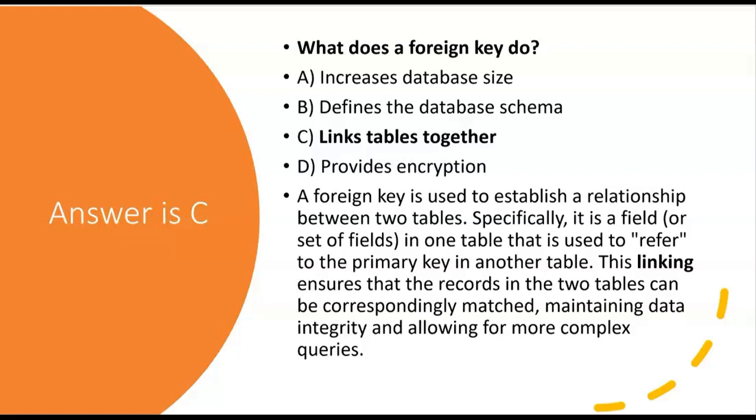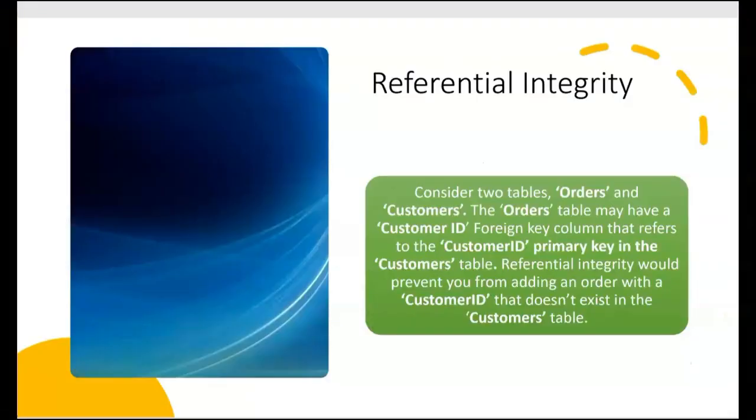This linking ensures that the records in the two tables can be correspondingly matched, maintaining data integrity, and allowing for more complex queries. You should know the term referential integrity. Consider we have two tables. We have orders and we have customers. The orders table may have a customer ID foreign key, we said, that refers to the customer ID primary key in the customers table. Well, referential integrity would prevent you from adding an order with a customer ID that doesn't exist in the customers table.